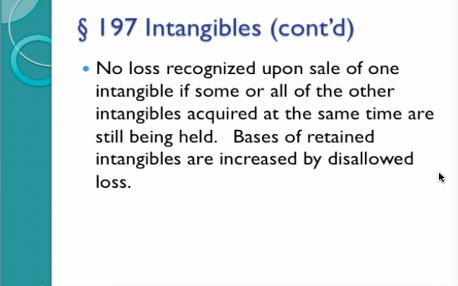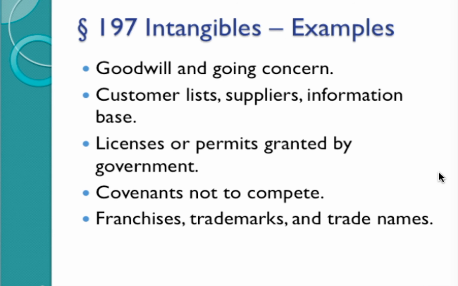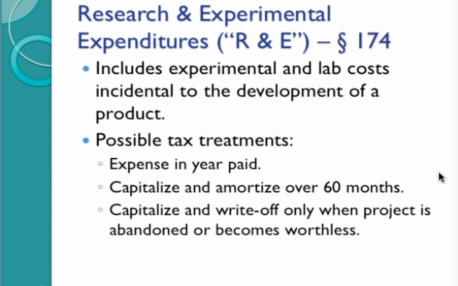So these are some examples of intangibles that would be considered 197 intangibles: goodwill and going concern, customer list, suppliers, information base, licenses or permits granted by the government, covenants not to compete, franchises, trademarks, and trade names. So the next category we have are 174 intangibles.